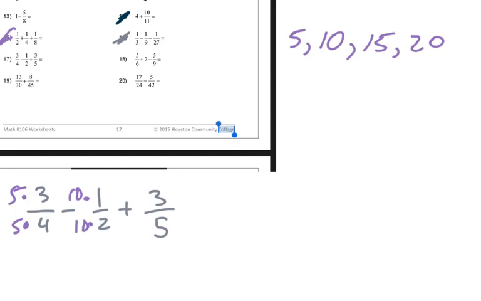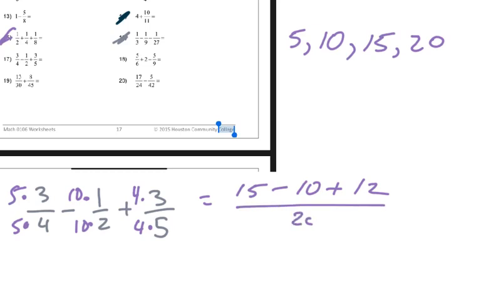2 times what is 20? 5 times what is 20? 5 times 4 is 20. So this is going to give me 15 minus 10 plus 12. I had to double check there, make sure that the numbers line up correctly. Okay, and so we're going to solve this.